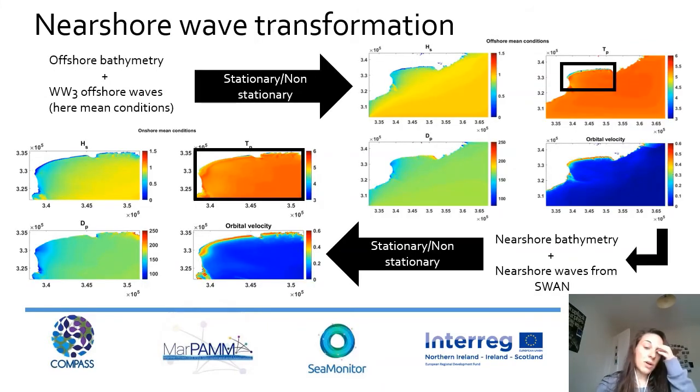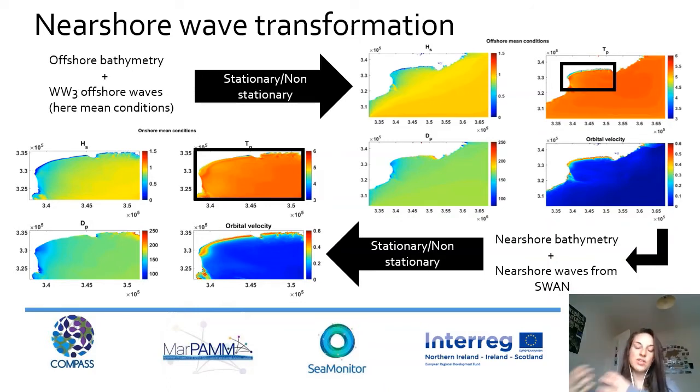So now I'm going to show you a few simulations we've done so far. The first step, we are using some offshore bathymetry and offshore waves because we don't have the waves inside the bay. So we need to transform the wave data set and look at what is happening in the bay to have a simulation that is more accurate.